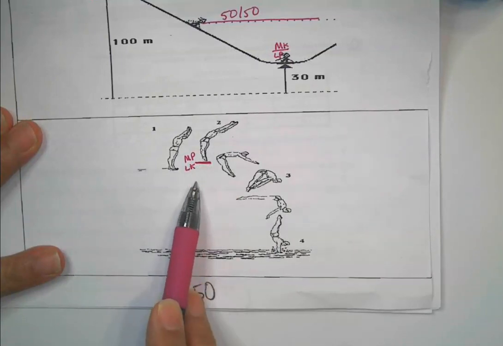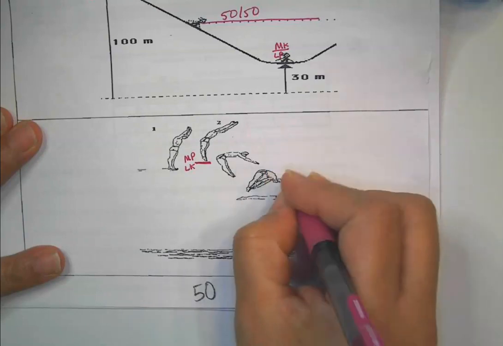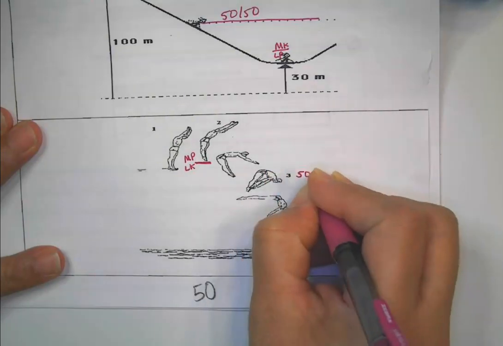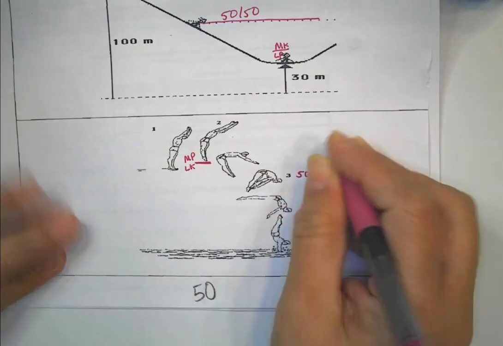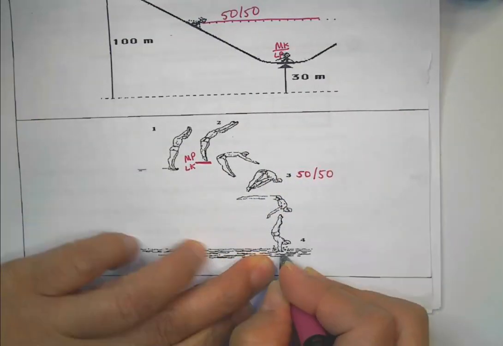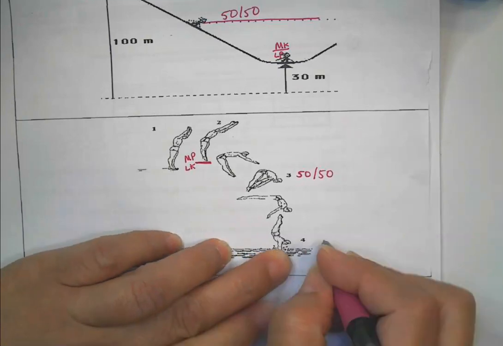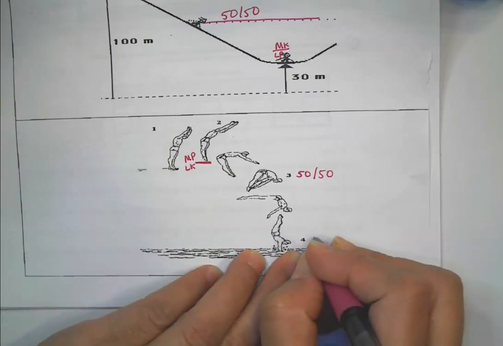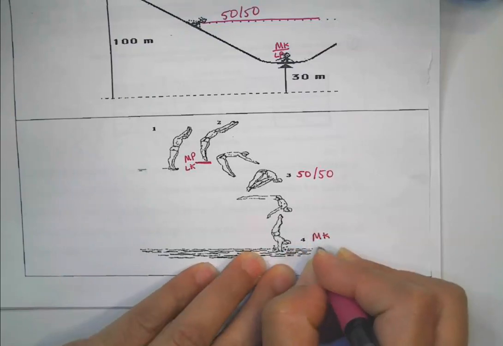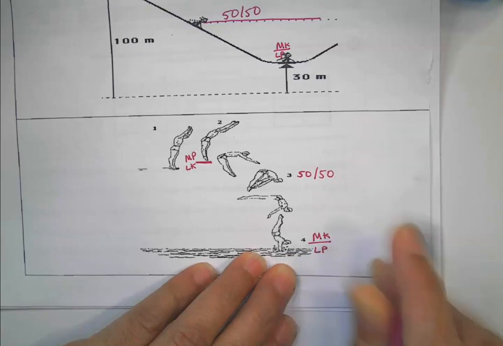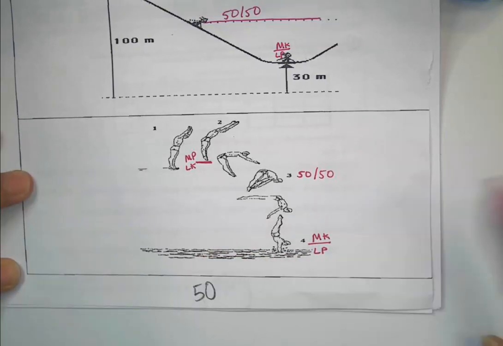And then we have right here at 3, we're going to have 50-50. This would be 50% from bottom to top and from top to bottom. So that'll be 50 potential, 50 kinetic. And then when I hit the bottom, that's where I'm going to say I have my most kinetic. So right here, I'm going to have my most kinetic and my least potential. So there we go with potential and kinetic energy. Now let's go to the next one.